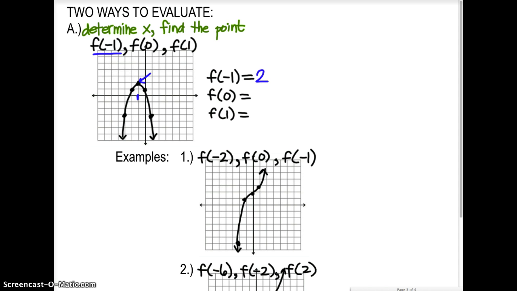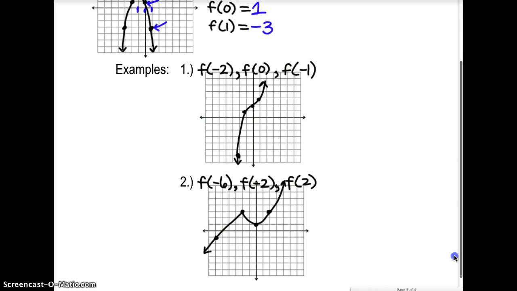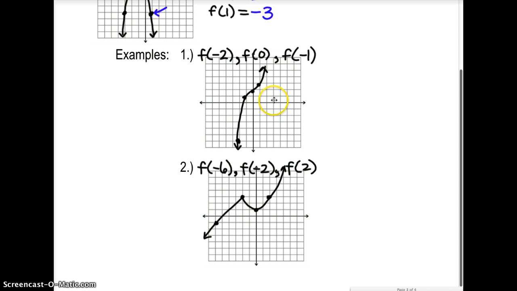For 0, it's 1. And for 1, that's where x is 1, the function has a value, y has a value, f of x and y should be thought of very, very similarly. That's -3. Okay, so this function is evaluated at f at -1, where it equals 2. F at 0, where it is 1, and f at 1, where it's -3. Okay, there's two examples for you to try here. Look carefully. Figure out x first. Just figure out what x is. Then go from there. Okay?